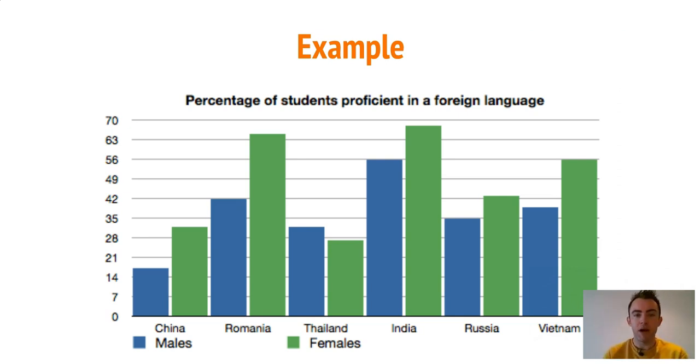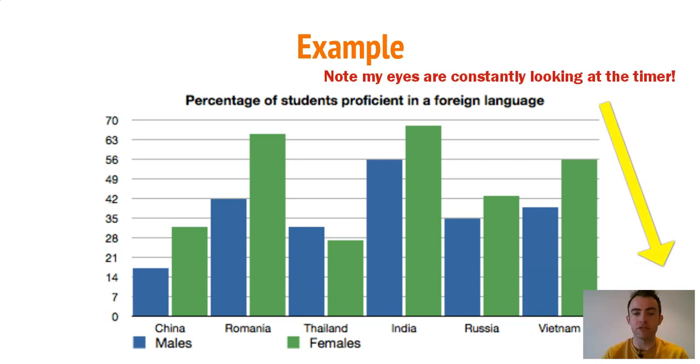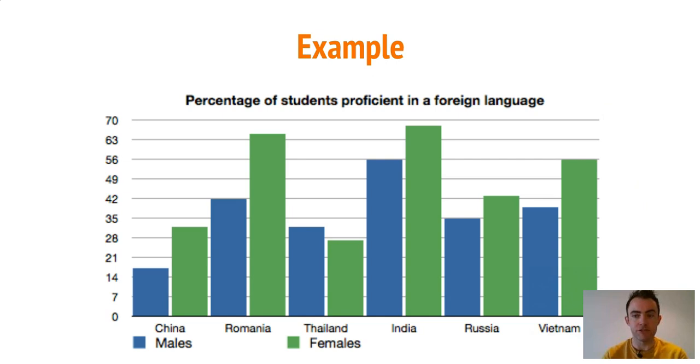Here goes. The bar chart provided shows the percentage of students who are proficient in a foreign language among 6 different countries, including China and Romania. From the graph, we can see that the males are shown in blue and females are shown in green. Using China as an example, we can see that about 18% of Chinese males are proficient in a foreign language, whereas about 32% of Chinese females are also proficient in a foreign language. In conclusion, the graph shows the percentage of students who are proficient in a foreign language in 6 different countries.